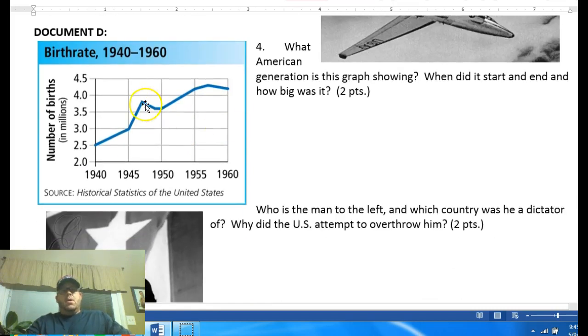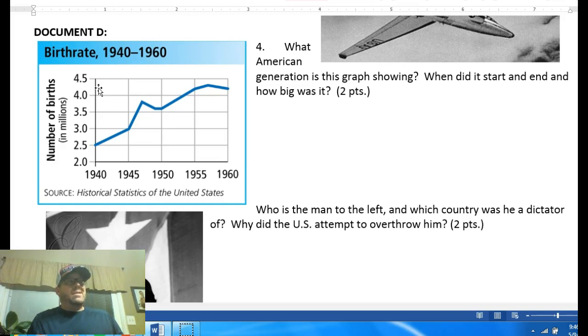But here's something interesting. It's called the baby boom, 1945 to 1964. In the United States, something like 75 million people were born. Largest generation in American history. A lot of people, 75 million. And that was the baby boom trend.